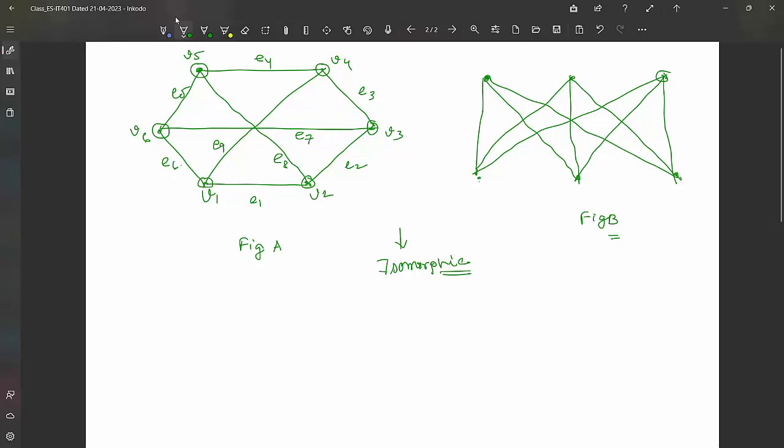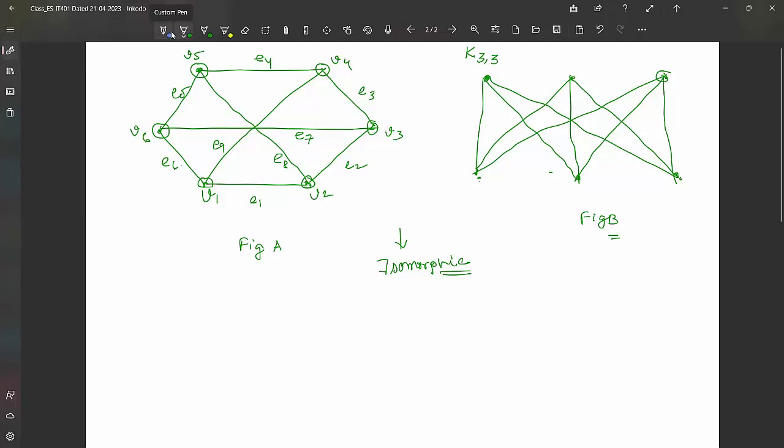So here these two figures are the same, their vertex degrees are the same, and this is one of the popular graphs which is called the K33 graph, that means the bipartite graph of 3 vertices. So this is one of the bipartite graphs.